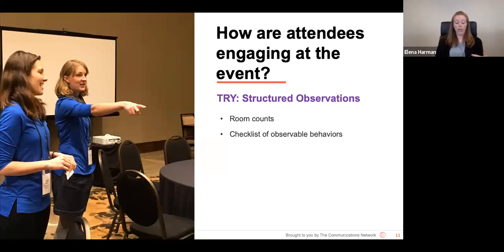So for example, can you create a guide of the types of information, the types of behaviors that you would see if people were engaging? So at the simplest level, how many people are attending each session? That's a really good suggestion to how useful people find the content.